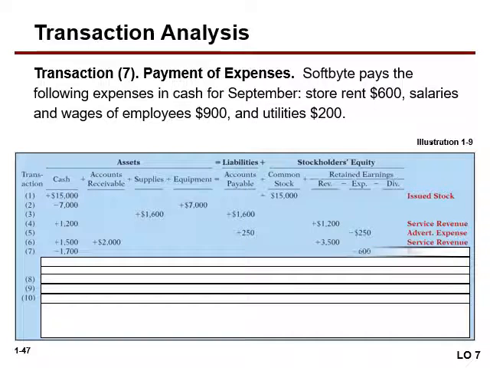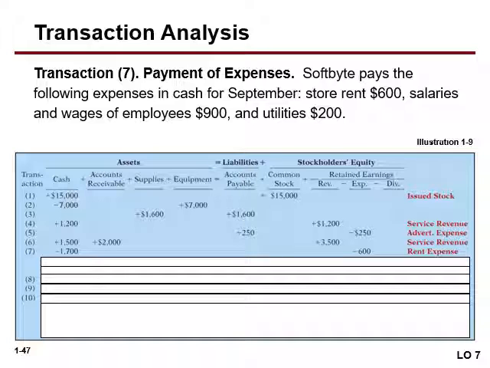Transaction number 7, payment of expenses. SoftByte pays the following expenses in cash for September: store rent 600, salaries and wages of employees 900, and utilities 200. These are three kinds of expenses.